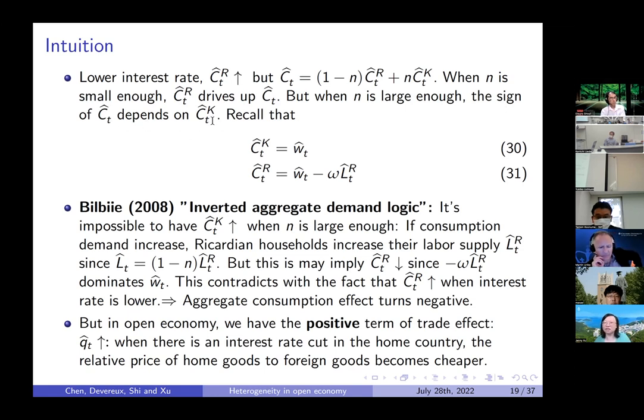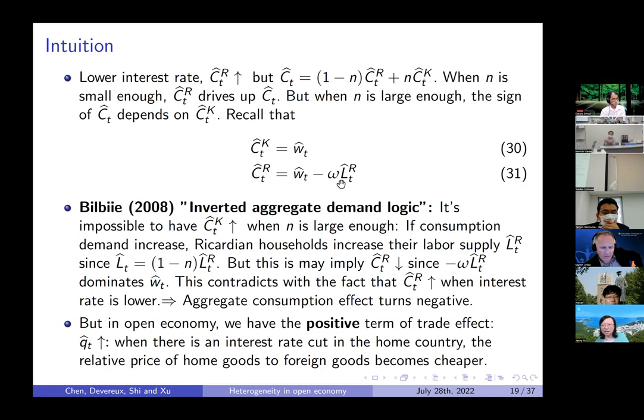on the Keynesian consumption. As shown in the proof, it is impossible to have CTK increase when n is large enough. I don't have time to go through the detail, but the key point is that if the consumption demand increases, then the labor supply should increase. But remember the Keynesian household, the labor supply is fixed.